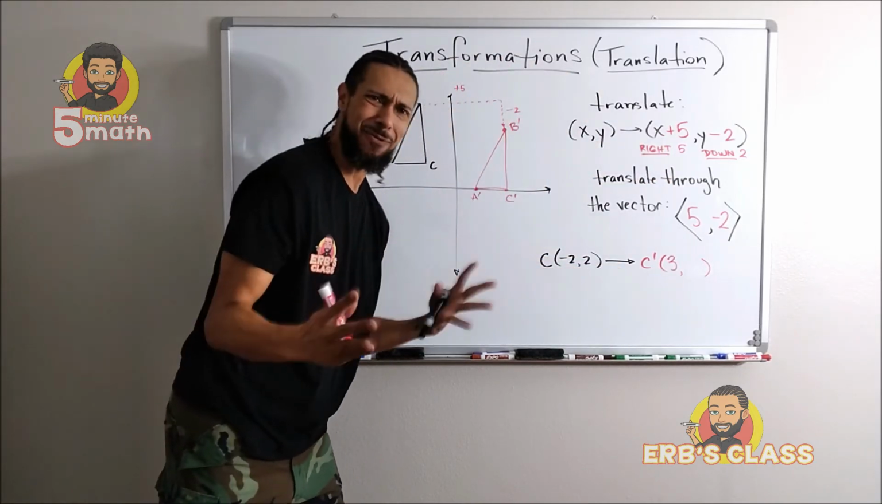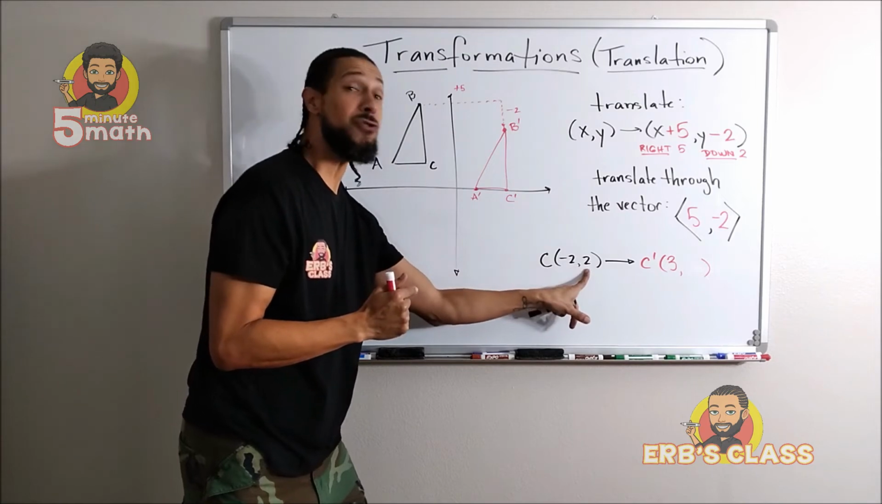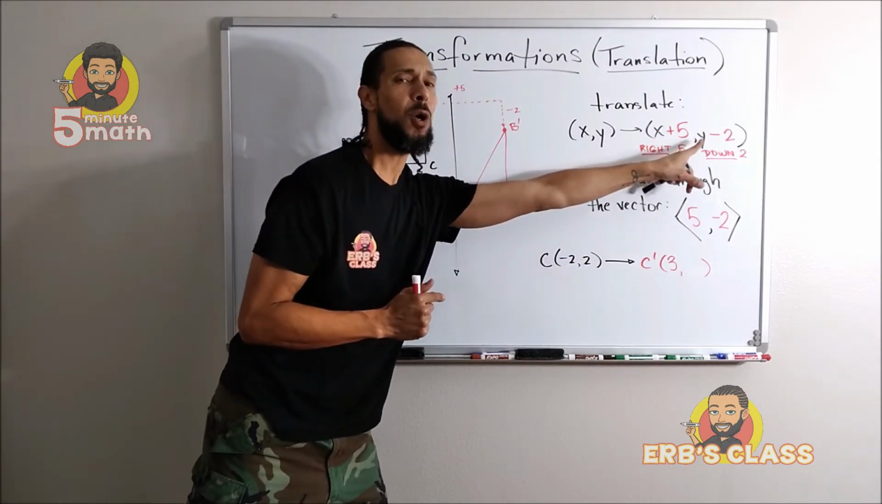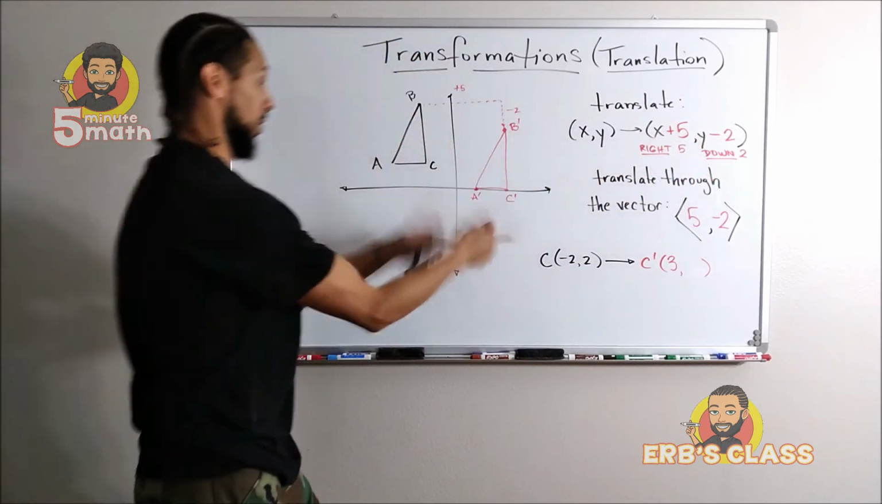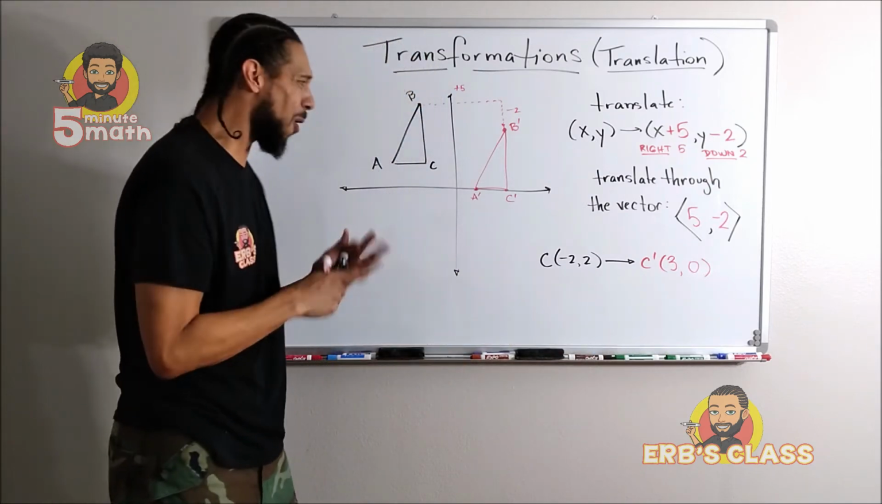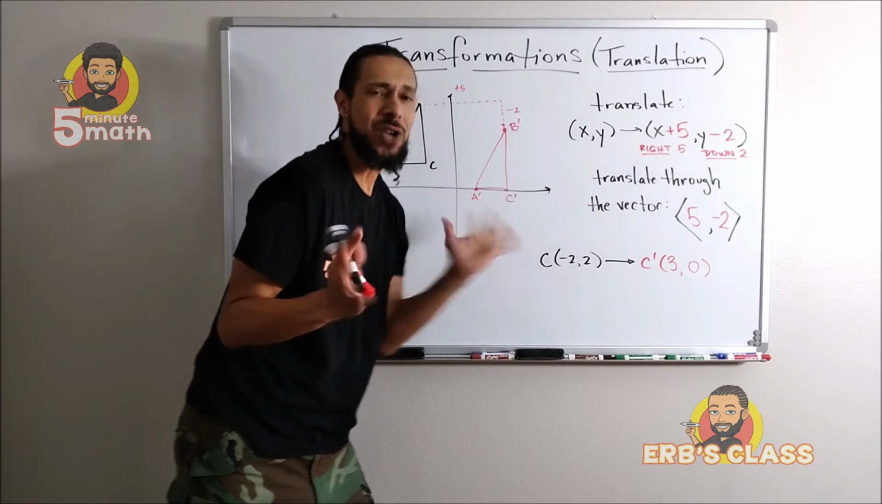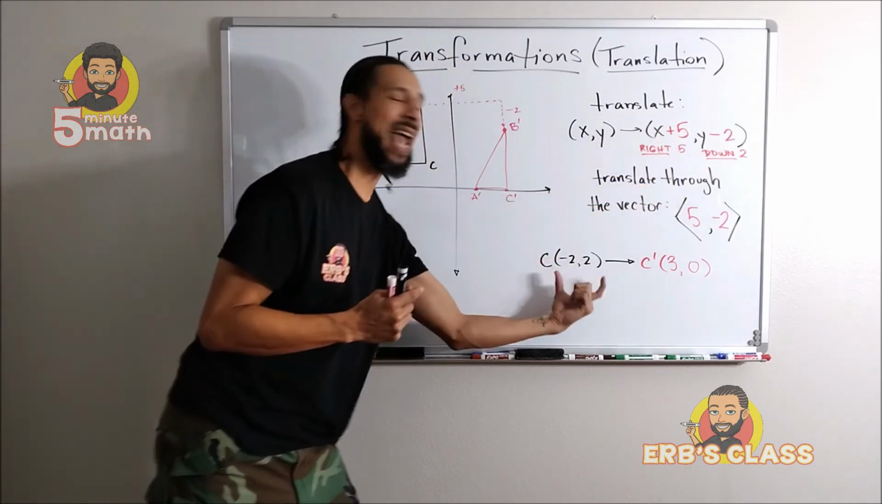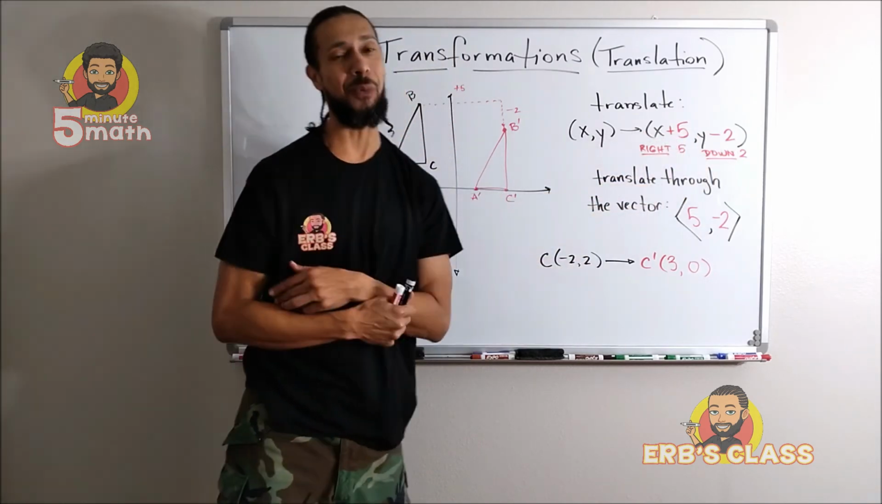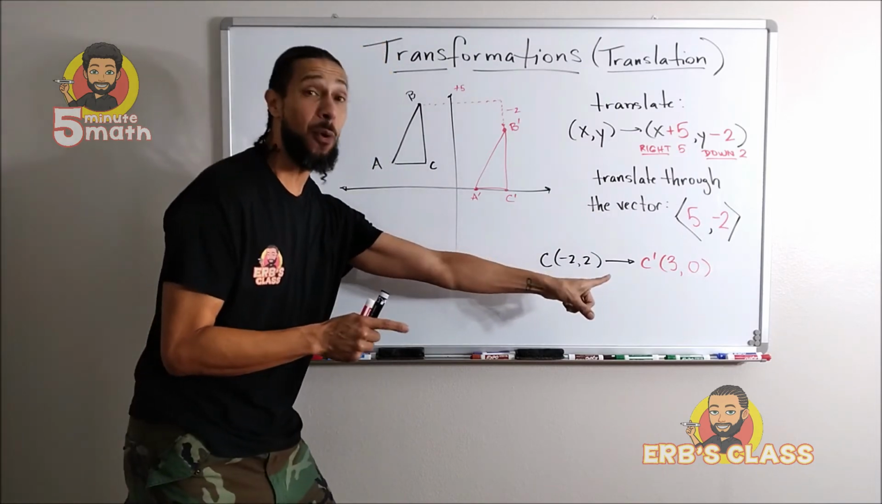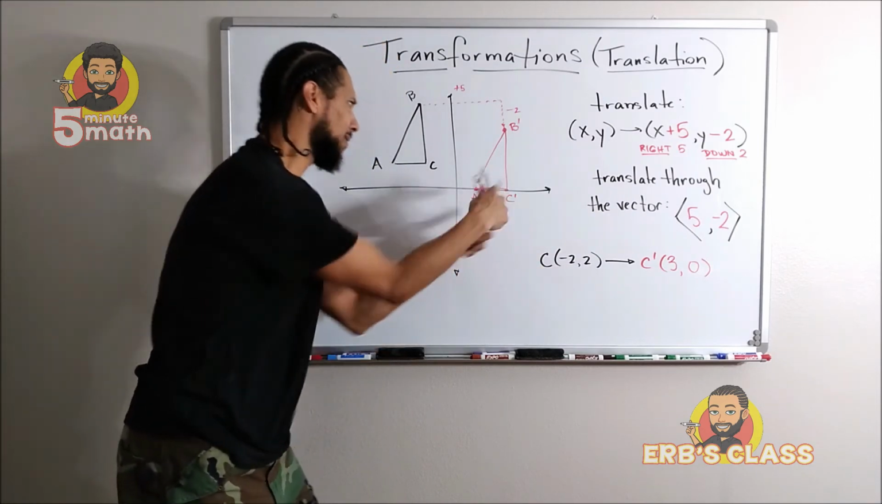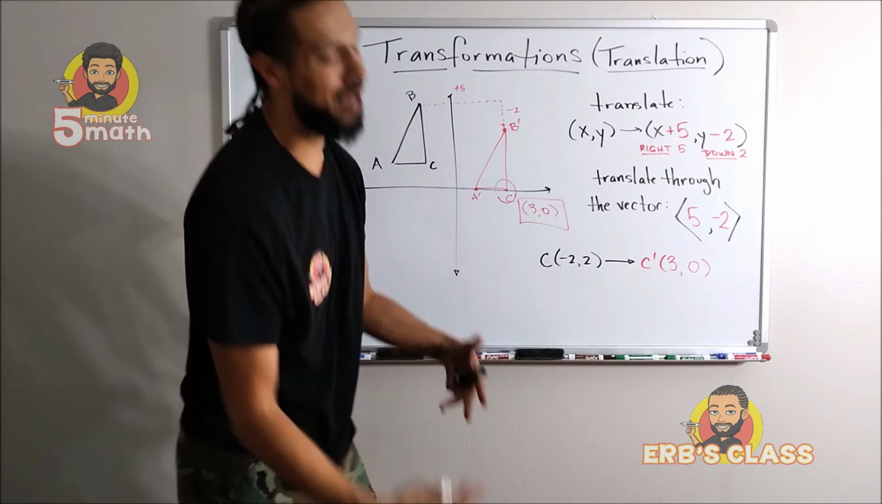3, exactly right. And now if I take this 2 and plug it in for my Y, what's 2 minus 2? 0, yeah. So my original point gets changed this way. All you have to do is take these numbers and add them to the original to get your new point. My new point C prime is definitely at 3, 0, yes.